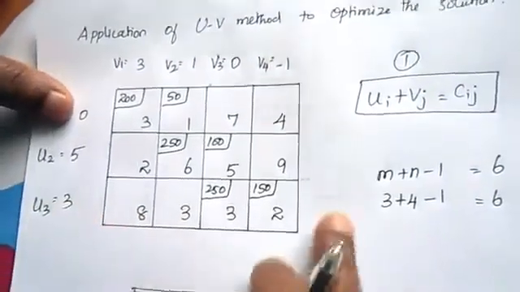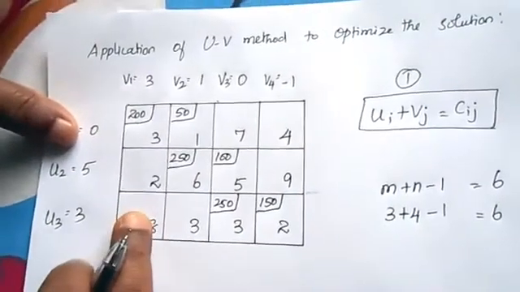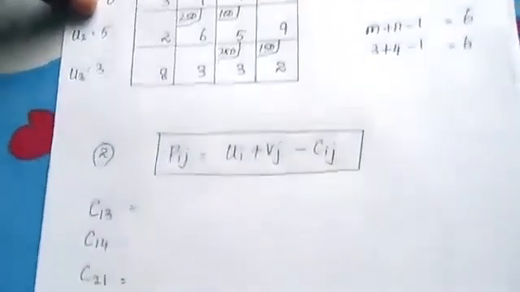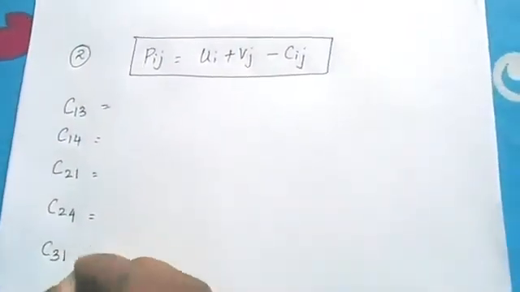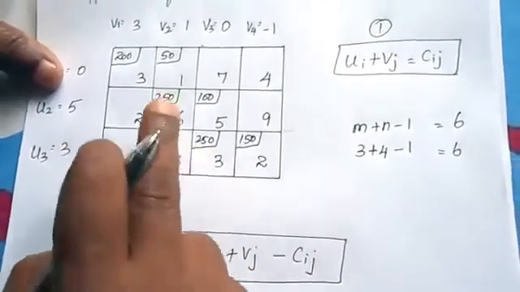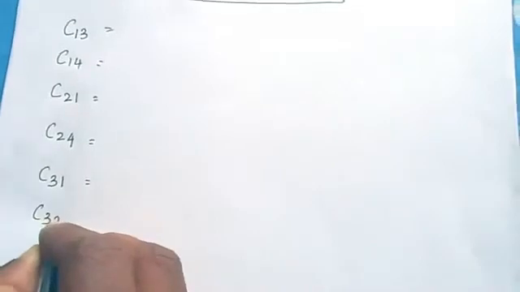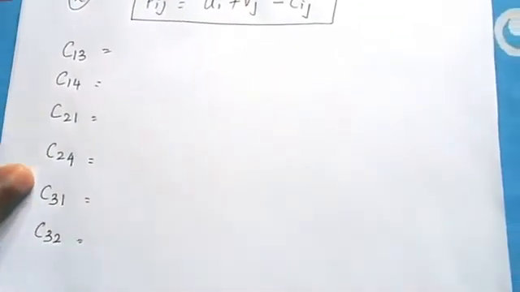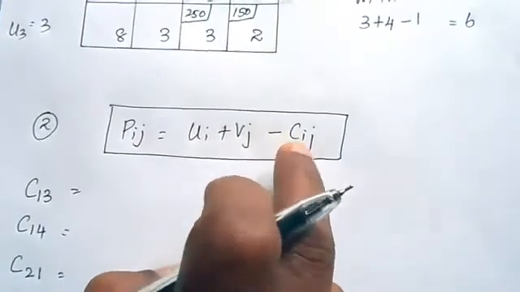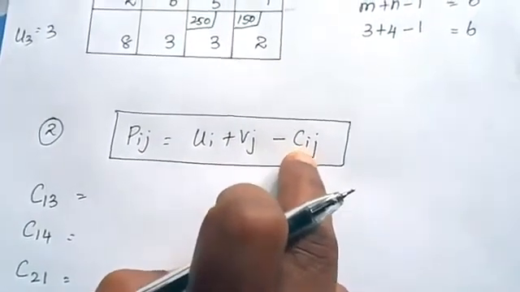So look at the third row. This one is non-allocated. You have to write like this. That is third row, first column. Third row, first column. Next one is this value. That is third row, second column. Third row, second column. So these are all non-allocated cells. Ui plus Vj minus Cij, cost of non-allocated cell.